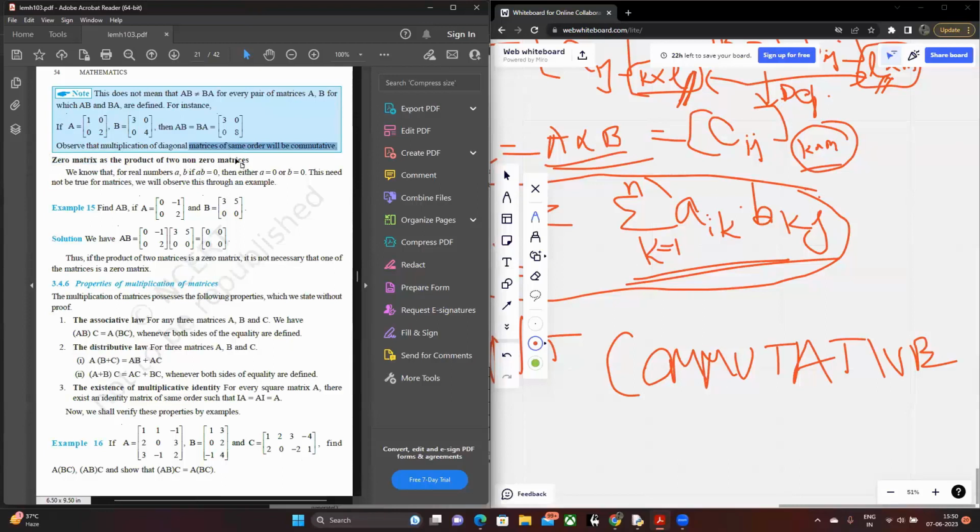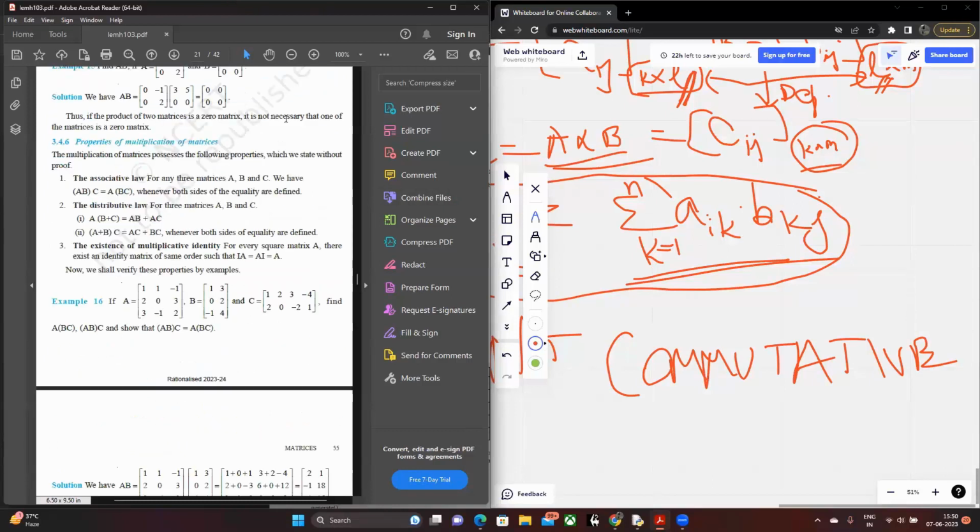Then you have zero as the product of two non-zero matrices. This character, right? Because you are having a continued sum over here, and the sum can be zero even if the individual elements are non-zero. The product of two matrices is a zero matrix.